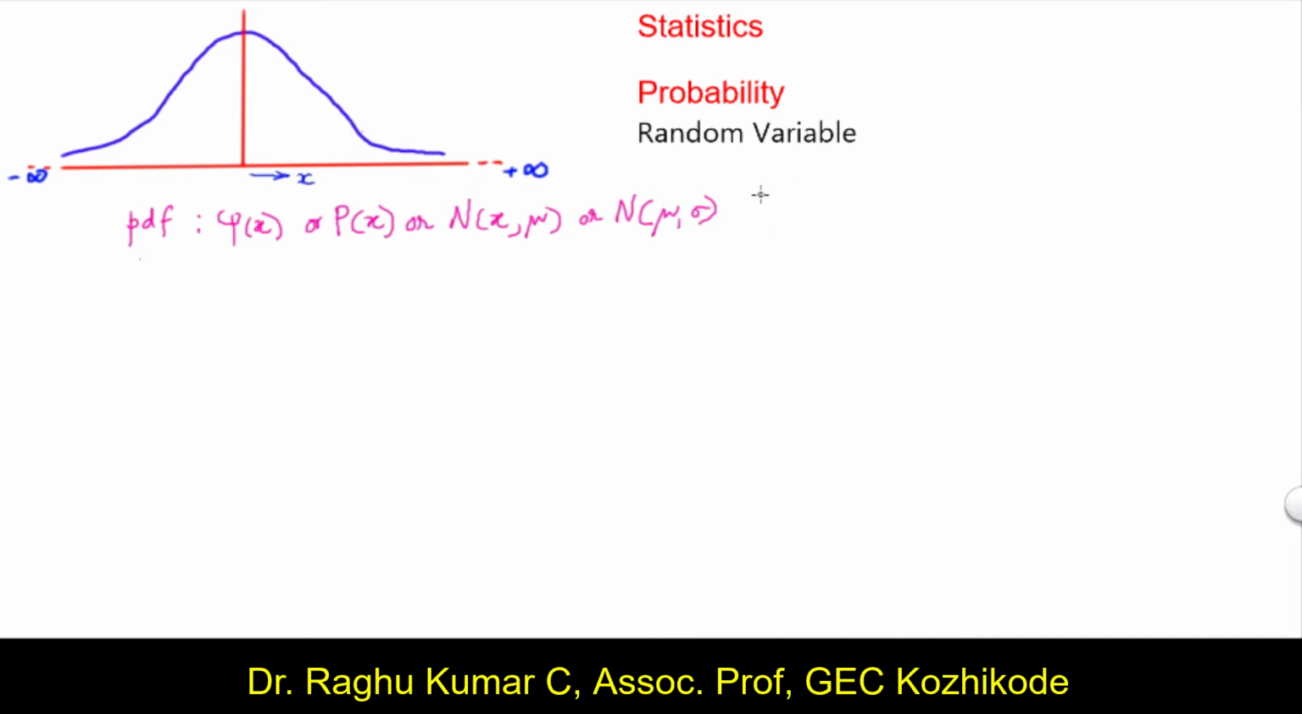Anyway, whatever you write, the expression is simply p of x equal to, as we have discussed in our online class, 1 by sigma root 2 pi times e raised to minus half, x minus mu by sigma, whole square. This is the equation.